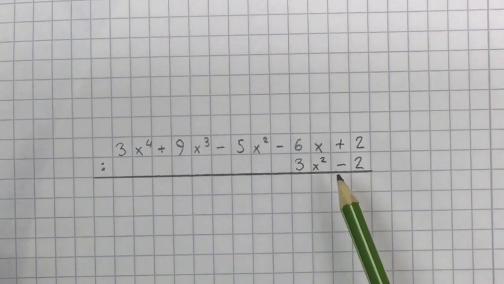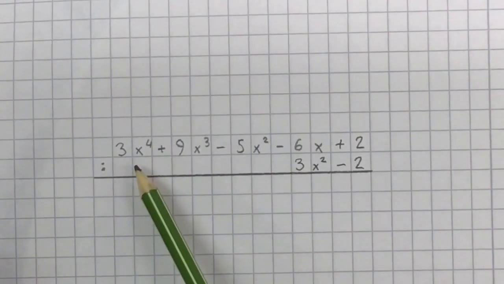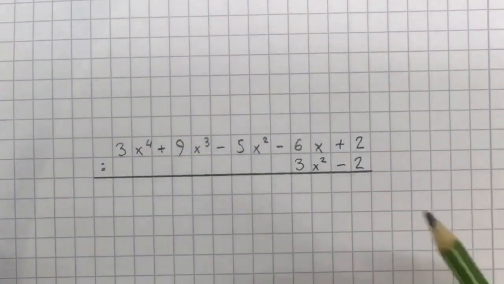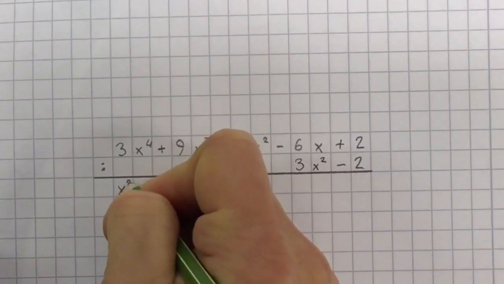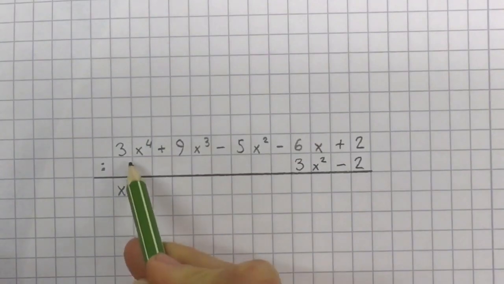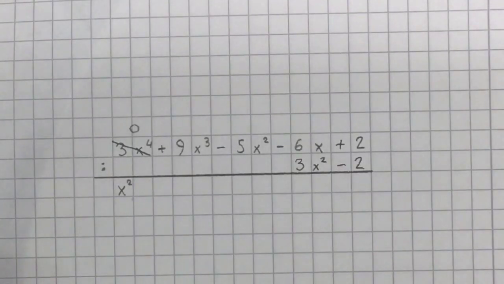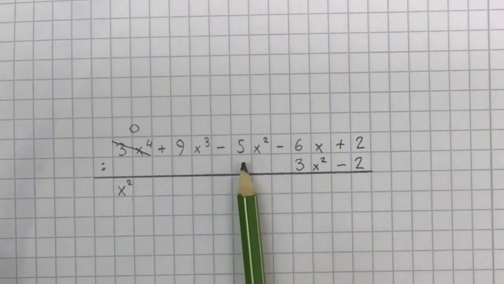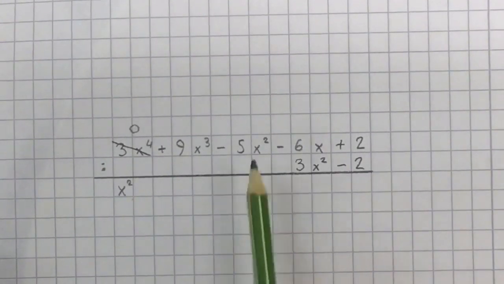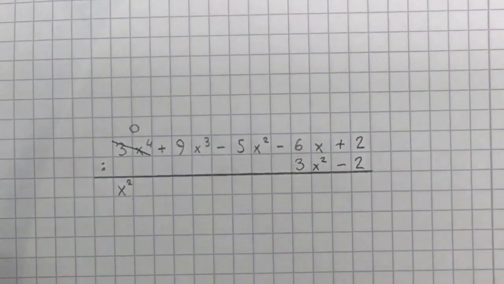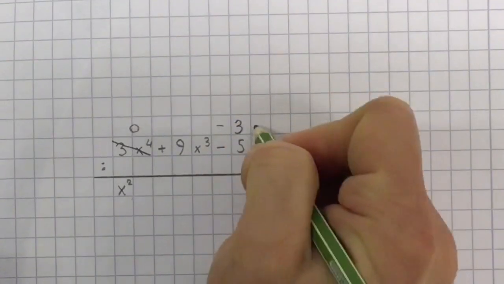What do I have to multiply it with to get 3x to the power of 4? Well, x squared. Right, because this multiplied by this equals that. Okay, we can now remove this completely. We have accounted for it. Next step, x squared, which we wrote down, we're going to multiply it with the minus 2 here in the divider. So that's minus 2x squared. That's going to change the value here. We're going to get a new partial remainder. So minus 5x squared minus 2x squared is minus 3x squared.